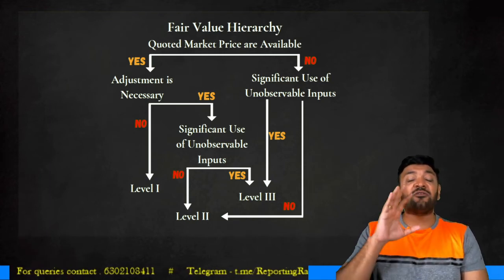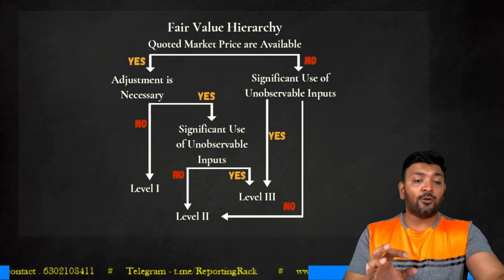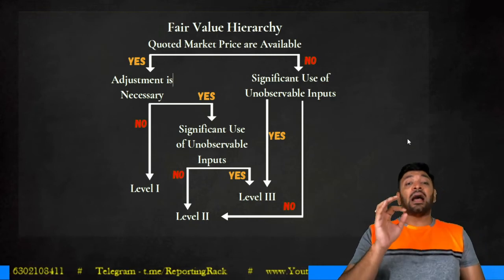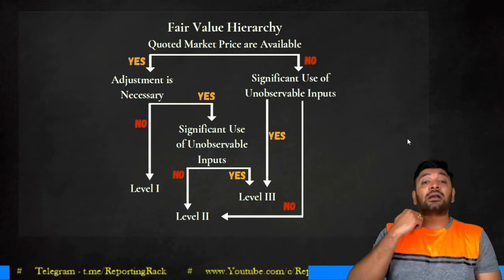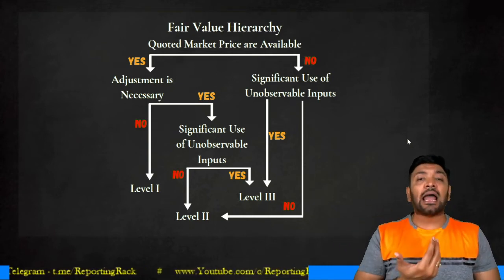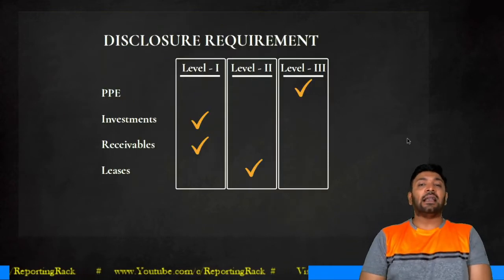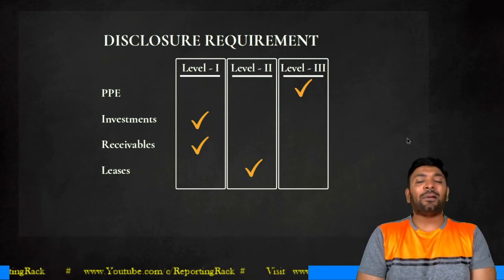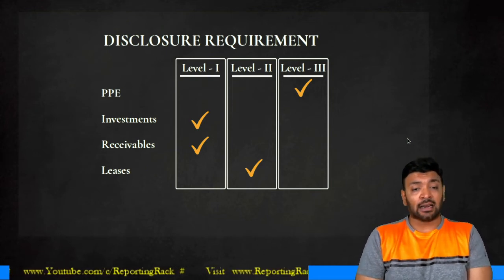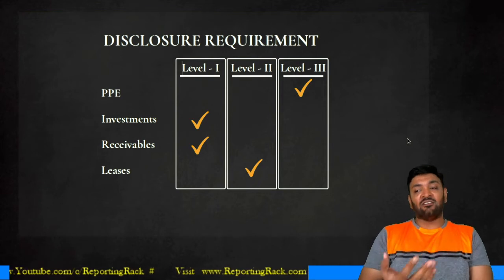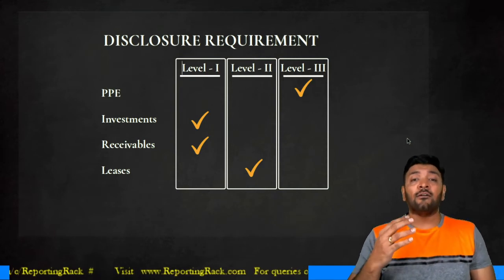This way, I can identify the fair value hierarchy of any item which is determined at fair value. Whenever I have a fair value determined, I'll have to classify it under either level 1, level 2 or level 3. In such a way, I'm communicating to the user which is more reliable, less reliable, and least reliable fair value. It is presented like this. Property, plant, and equipment fair value could be level 3 generally. Investments are level 1. Receivables are level 1. Leases could be level 2. This is my disclosure requirement and how I determine fair value.